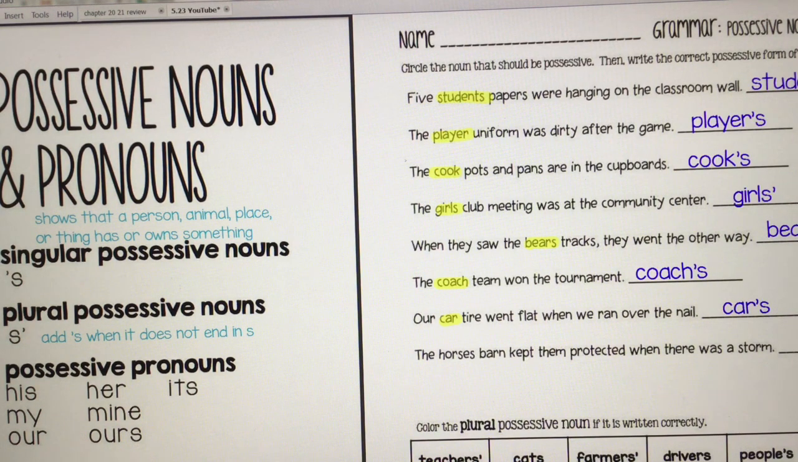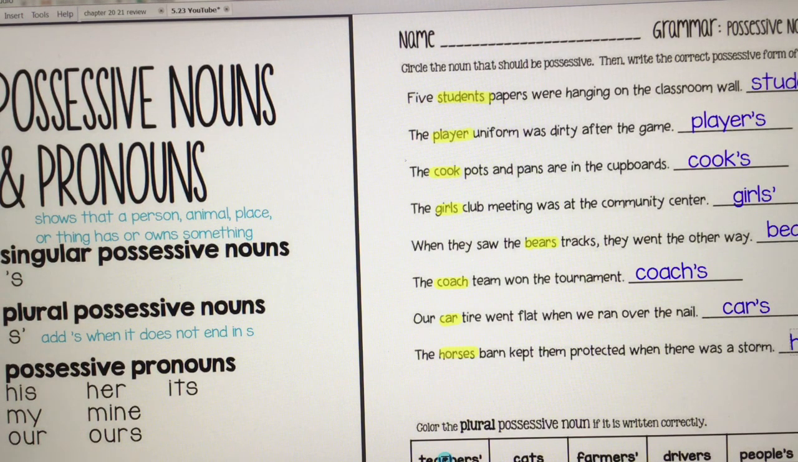The horse barn kept them protected when there was a storm. Whose barn? The horses'. Now, horses is already plural. It already ends with an S. So I'm not going to add an apostrophe S. I'm going to add an apostrophe after the S. Okay. So that's the top part.